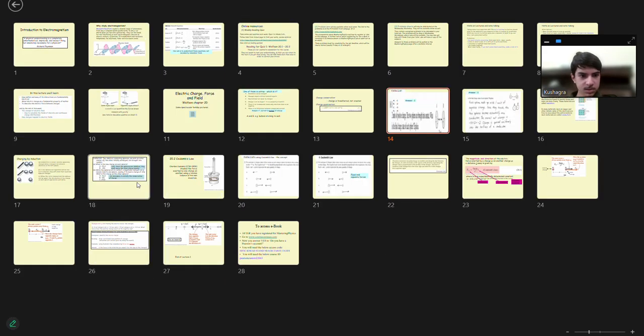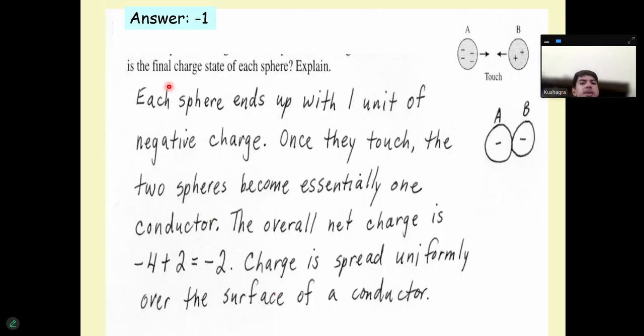Now this is our exercise. Two spheres carry charge; when they are brought together, the two spheres will be attached. What is the final charge of each sphere? Explain. So, answer one: the final charge.